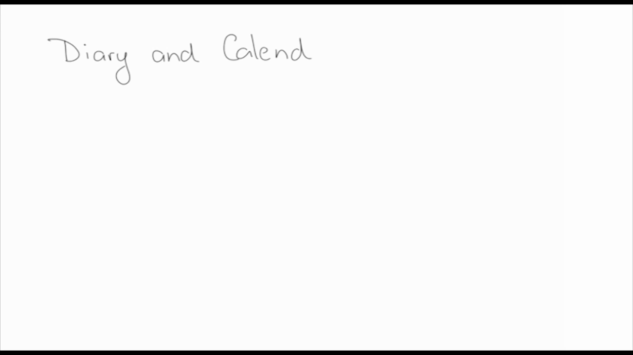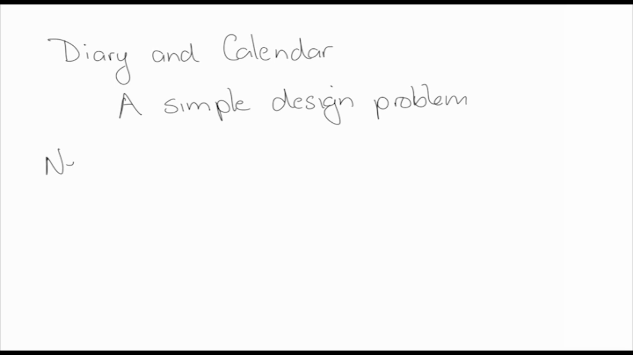Let's have a look at a very simple example. We have a diary and a calendar system. Our clients tell us that they have a number of mobile phone applications, each of which need a diary and a calendar. So our job is to design a diary system that allows anybody to set up an event at a particular time on a particular day.